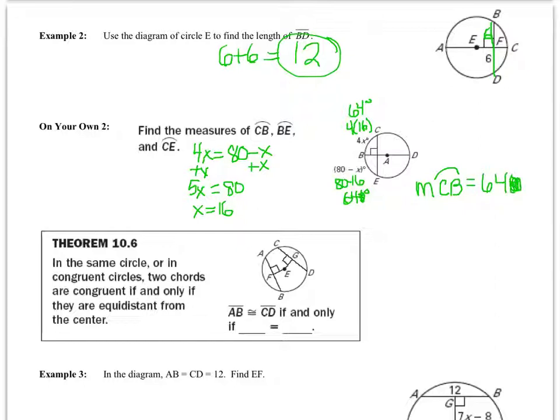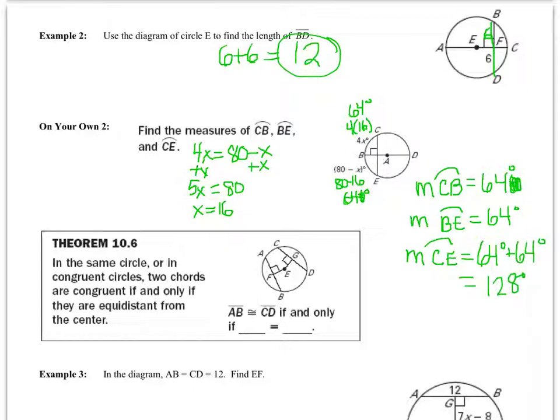Keep writing an extra 0 instead of the degree sign. The measure of arc BE is also 64 degrees. And the measure of arc CE, well, that's going to be those two arcs added together. So 64 degrees plus 64 degrees, which would be 128 degrees.